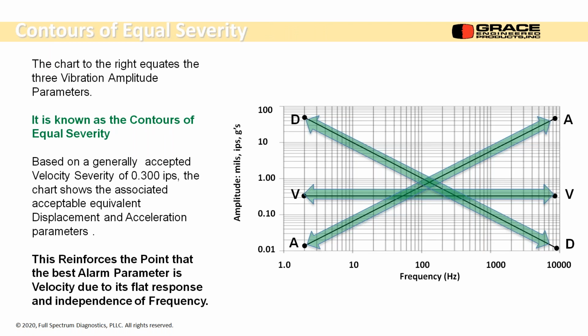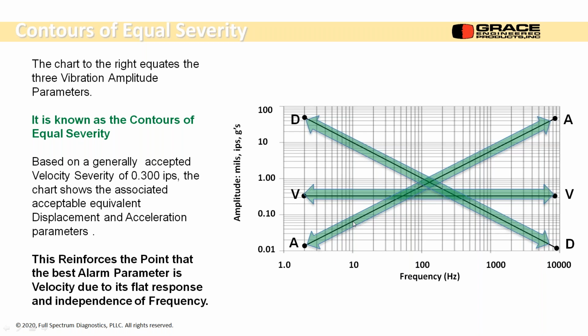Here's what's called the contour of equal severity. This is the velocity measurement. So I have it from 2 Hertz up to 10,000 Hertz. It's pretty flat all the way across there. These are the equivalent displacement for this value of vibration. So if this is 0.3 inches per second at 10 Hertz, the equivalent displacement limit is 10 mils. The equivalent acceleration limit at that 10 Hertz is 0.07 Gs.